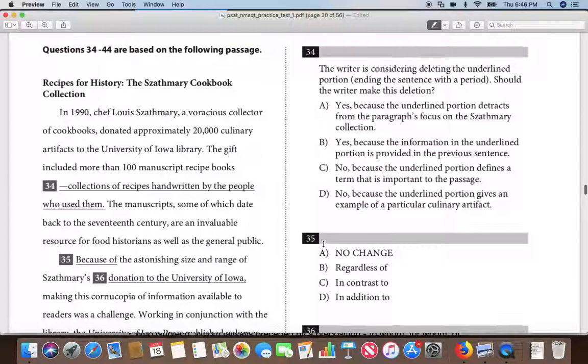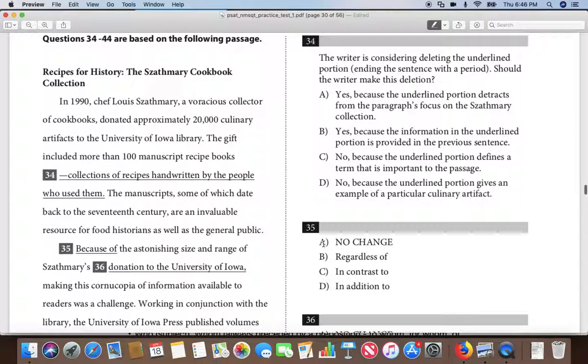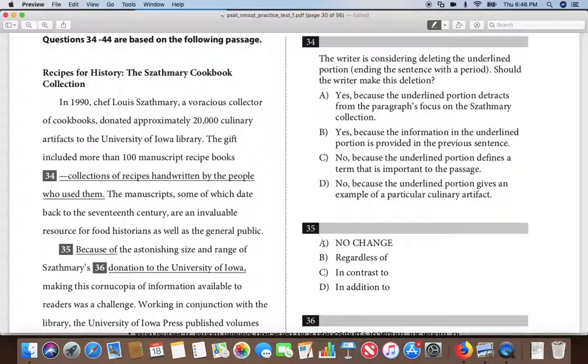Let's see if I want to finish this practice test. I want to get all the way through this passage, so let's rock and roll. Blaze, lay it on me, beginning with the title. Alrighty. Recipes for History. This Sothmary cookbook collection? Yeah, why not? Sounds good. Okay, I'll say Sothmary.